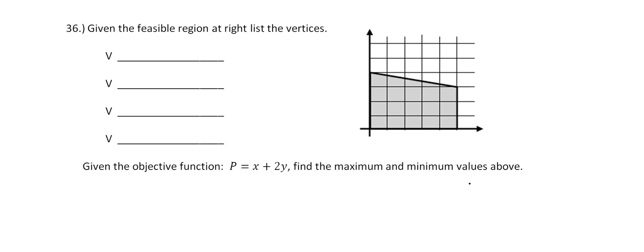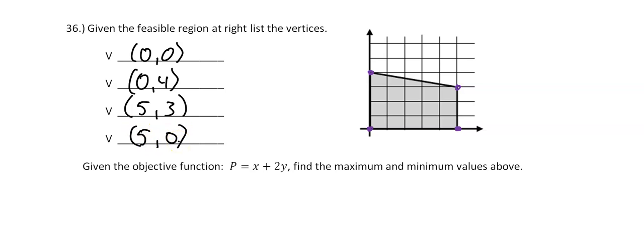These guys, the feasible region is given. So I have to state the vertices. Remember, those are just the points of the feasible region, the corner points. So this guy, this guy, this guy, and this guy. So just kind of working my way around this thing. I'll start with 0, 0. The next one I've got 0, 4. I also have 5, 3. And then 5, 0 is the last one. Okay, so those are my corner points of the feasible region.